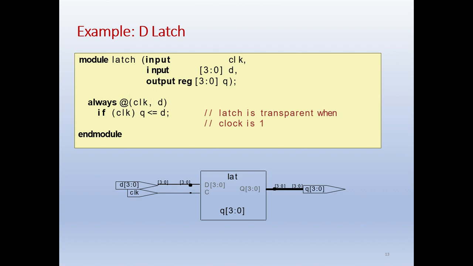And the diagram is shown as a D latch, which has: if clock, q gets the value of d. And here the sensitivity list is always at clock, comma, d. Whenever your input changes, your output will also change.